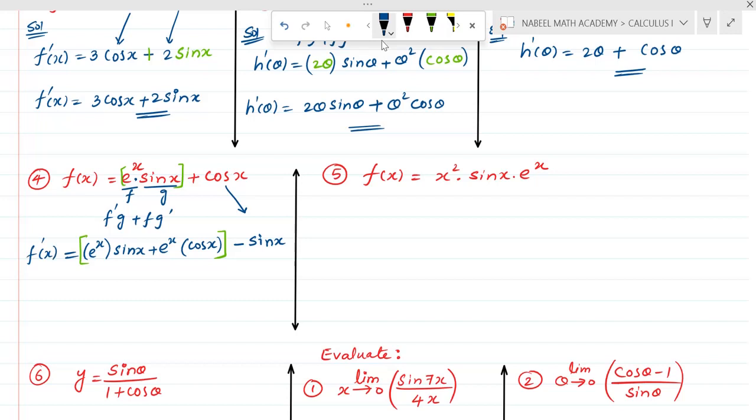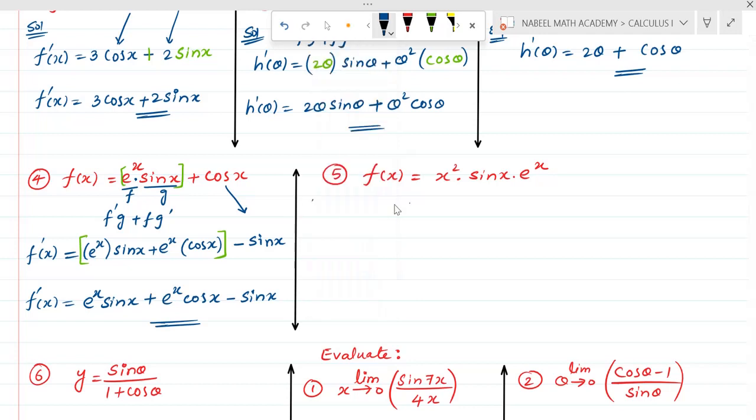You cannot take the e power x as a common factor because there is no e power x in the last term. So leave it as it is. So the final answer will be e power x sine x plus e power x cosine x minus sine x. If you want to take the common factor, you can take it for only the first two terms as e power x, but here there is no e power x common.